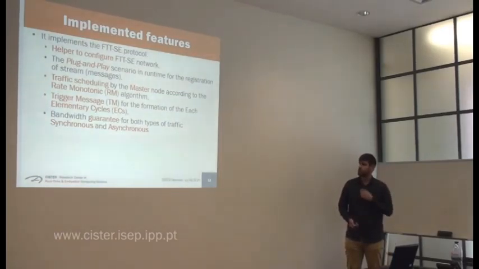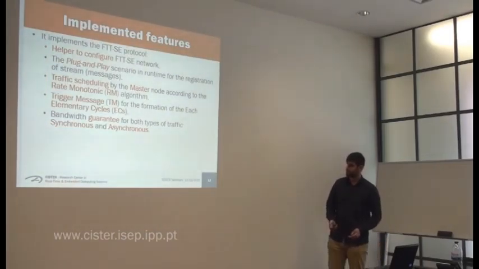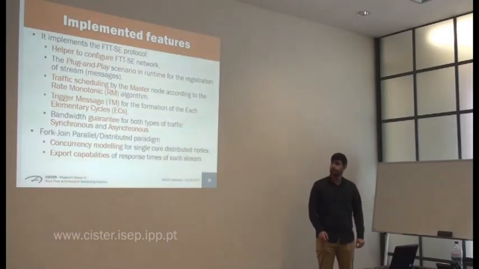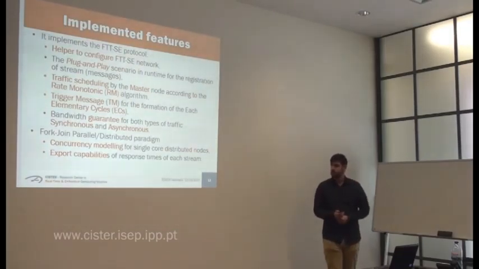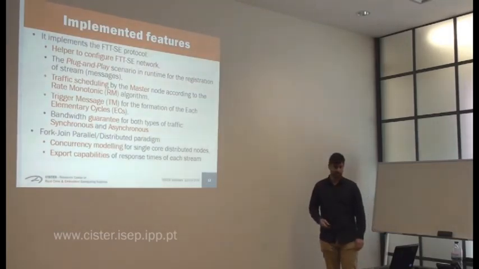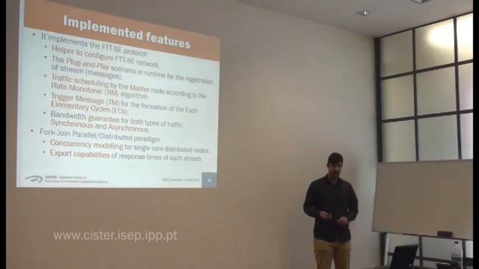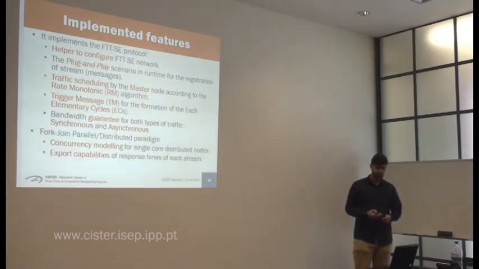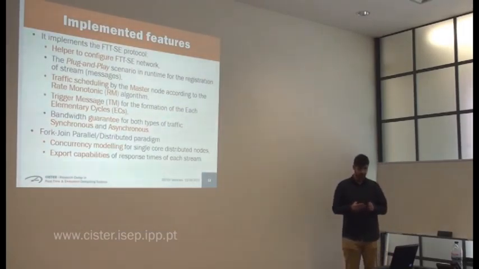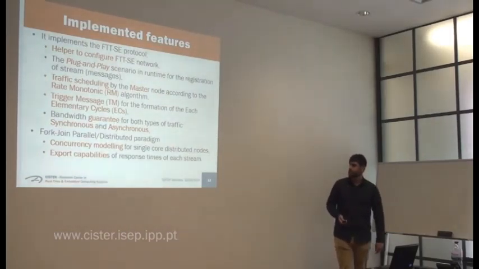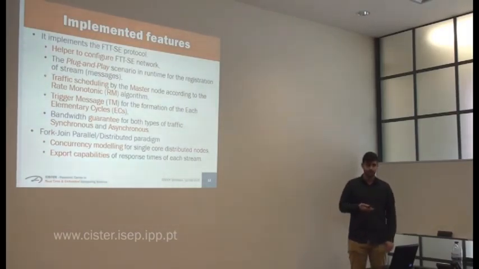The implementation allows bandwidth guarantee for both types of traffic, synchronous and asynchronous. The implementation also includes communication following the fork-join parallel distributed model, where concurrency modeling is used in single-core distributed nodes. In order to understand the results better, we have an export model that stores all the response times of each stream, which allows the user to make plots and graphics and understand what's happening with each stream in the network.